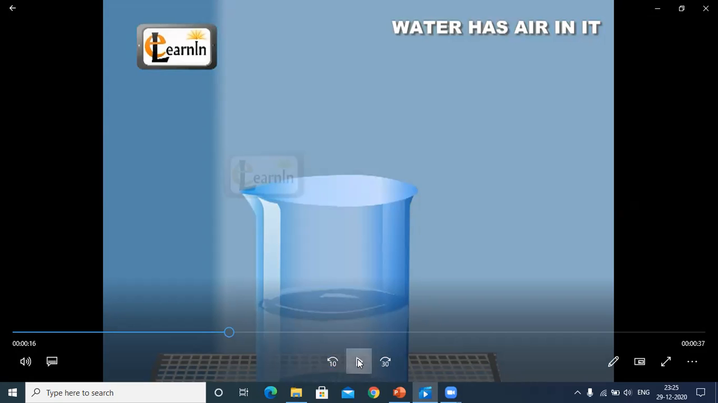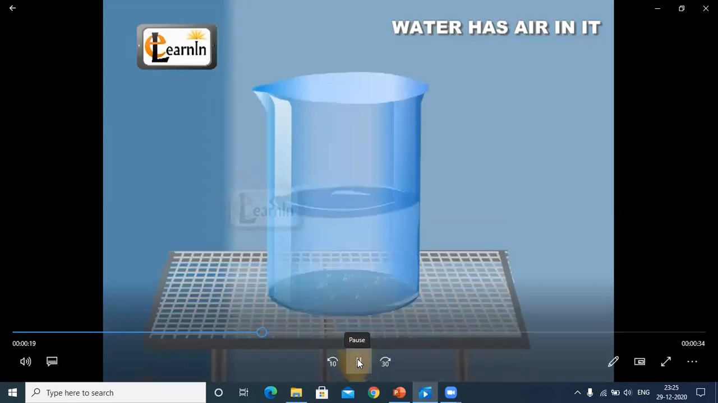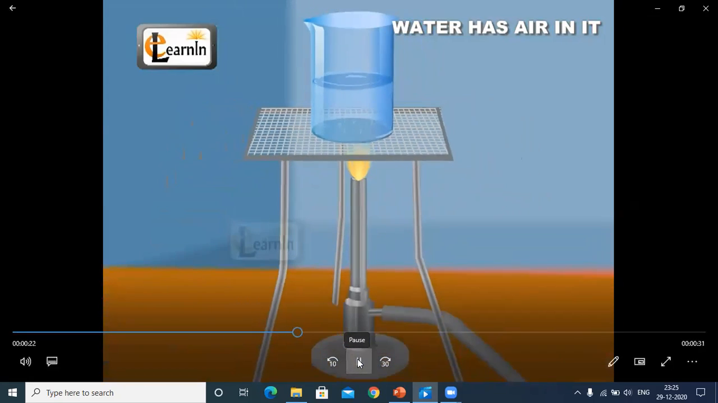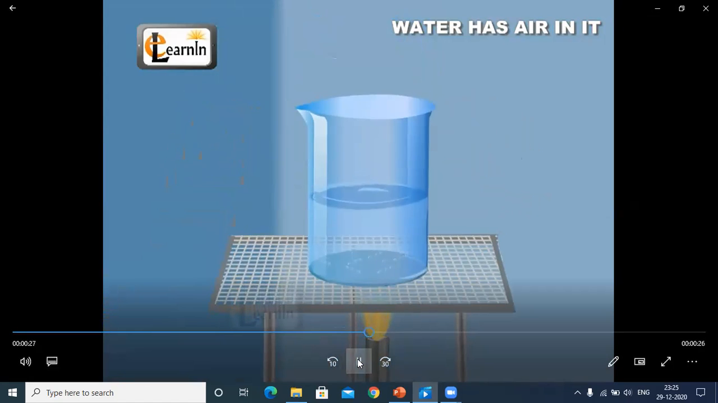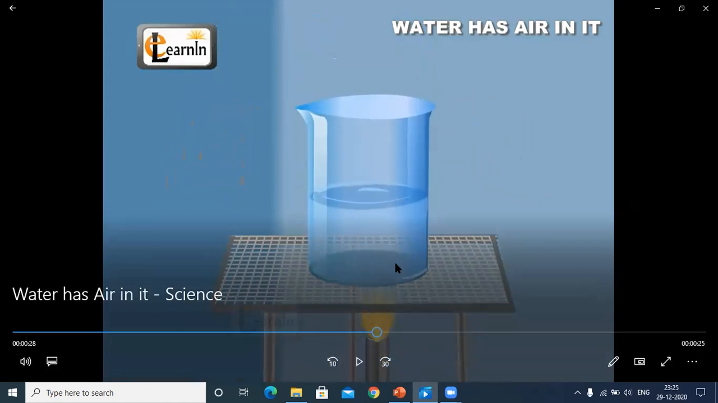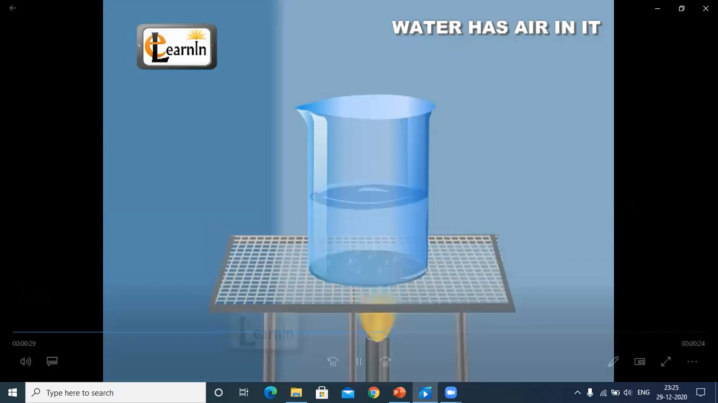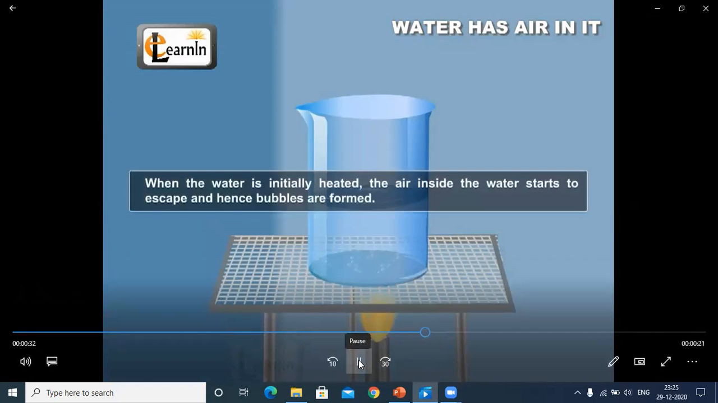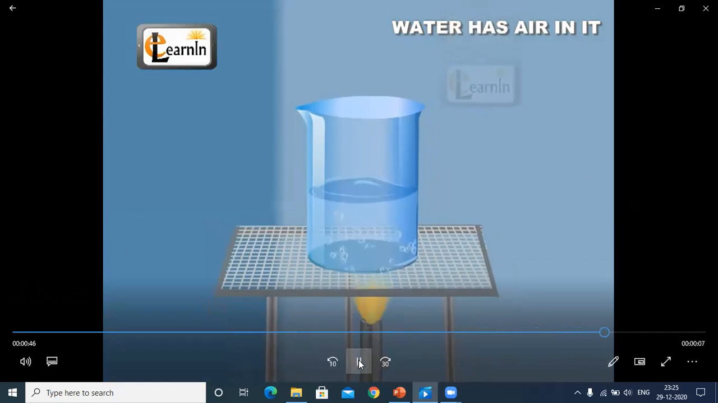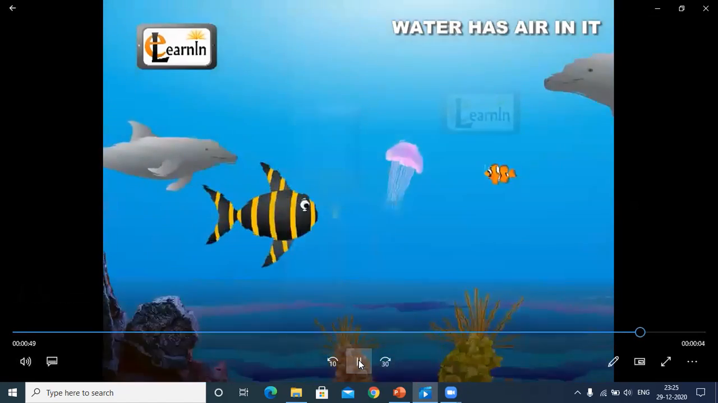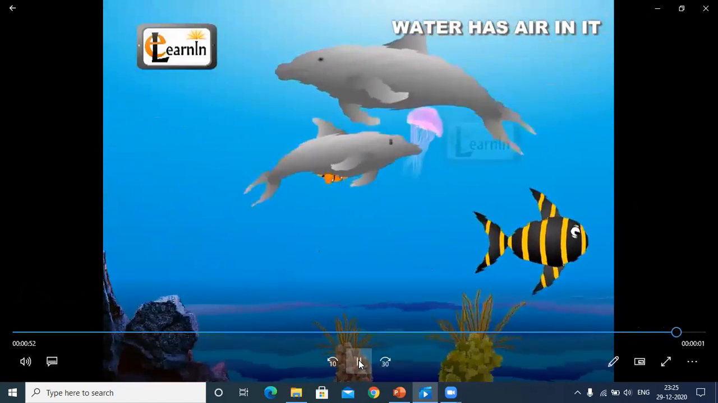Take a glass beaker filled with water and place it on a tripod stand with a Bunsen burner below the stand. Gradually heat the beaker. Bubbles form in the beaker which rise to the surface. These bubbles are basically because of the oxygen, and the water is said to be boiling. When the water is initially heated, the air inside the water starts to escape and hence the bubbles are formed. Then after some time, when the water is heated up to a certain extent, it starts to boil and gets converted to water vapor. Thus water contains air dissolved in it, and this air is the source of oxygen for the animals living underwater.